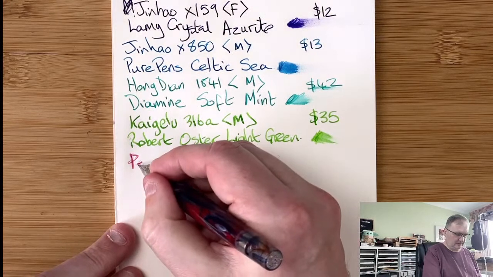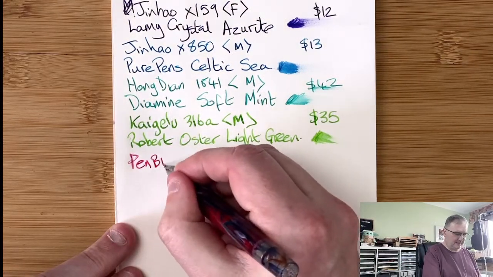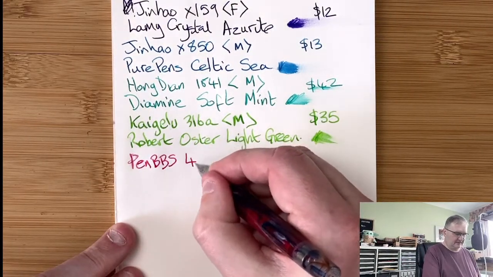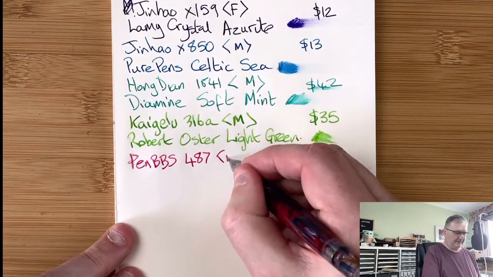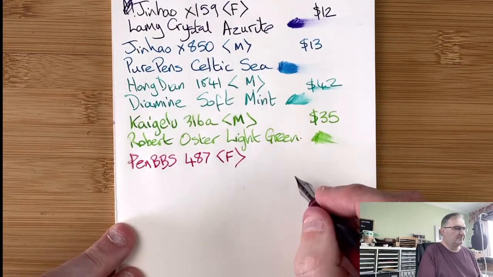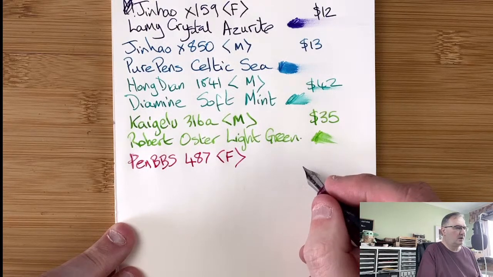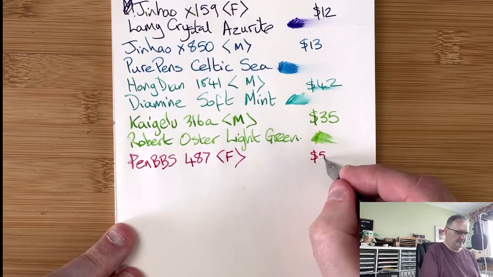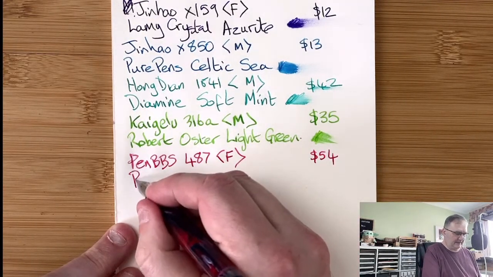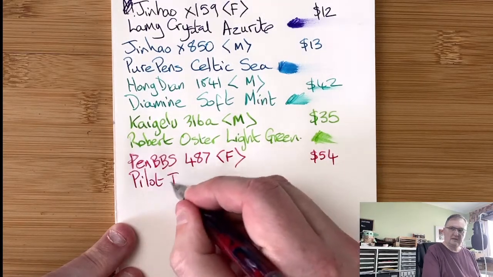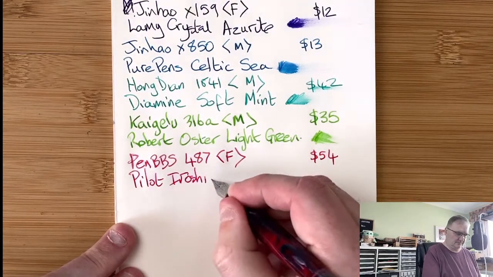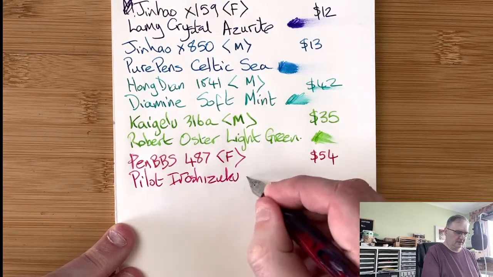Right, hopefully that will now work. So we've got pen BBS 487. It's got a fine nib on it. Price wise, this was 54 Aussie dollars. The ink is Pilot Iroshizuku Momiji.